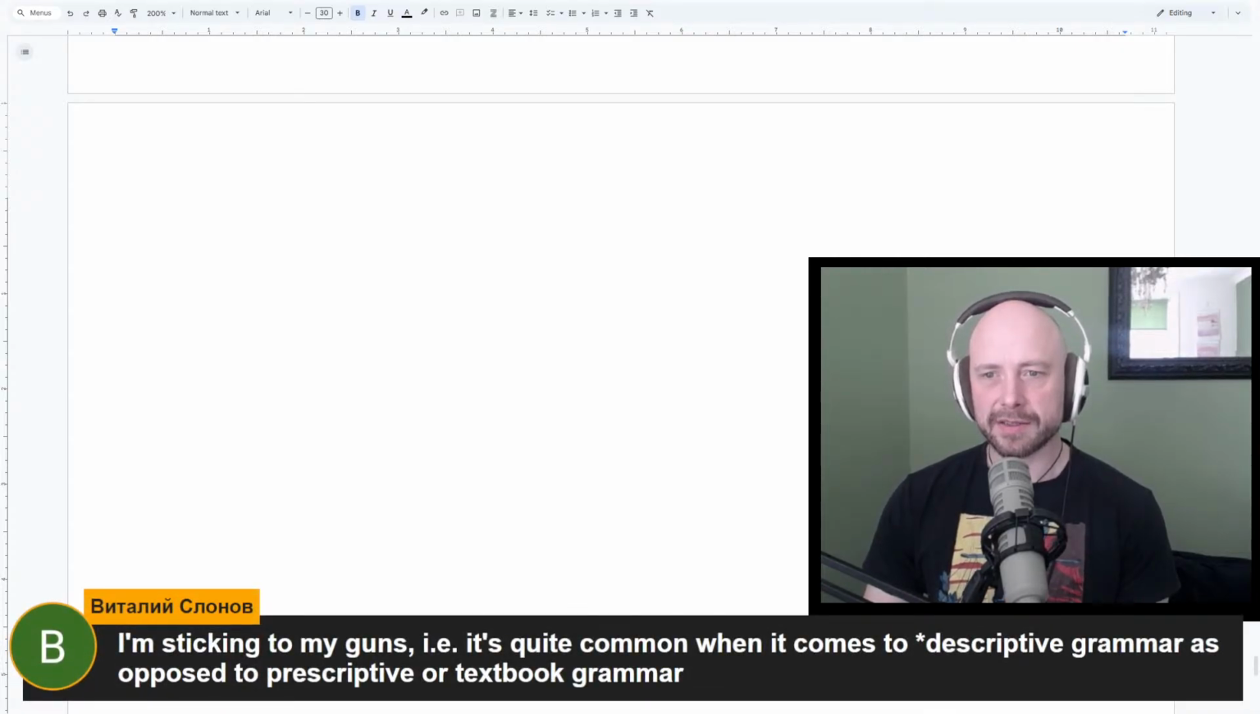I'm sticking to my guns. It's quite common when it comes to descriptive grammar, as opposed to prescriptive or textbook grammar. Yes, sure. Okay. I don't deny it.